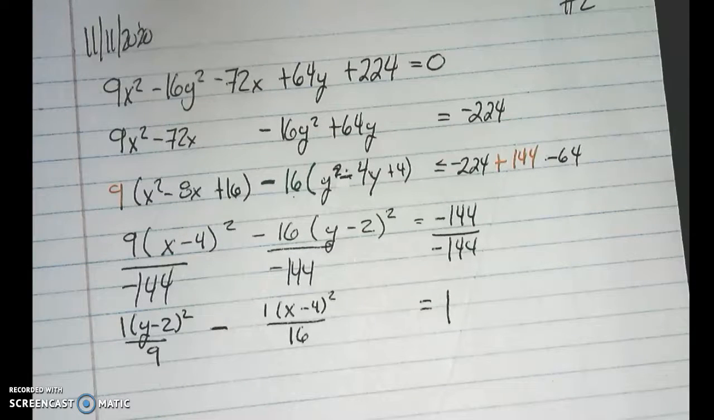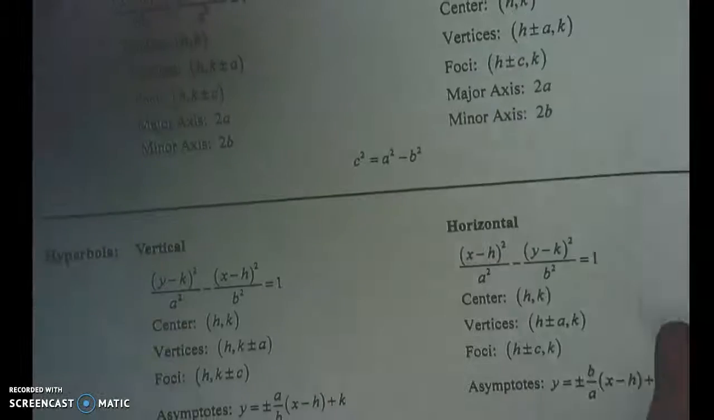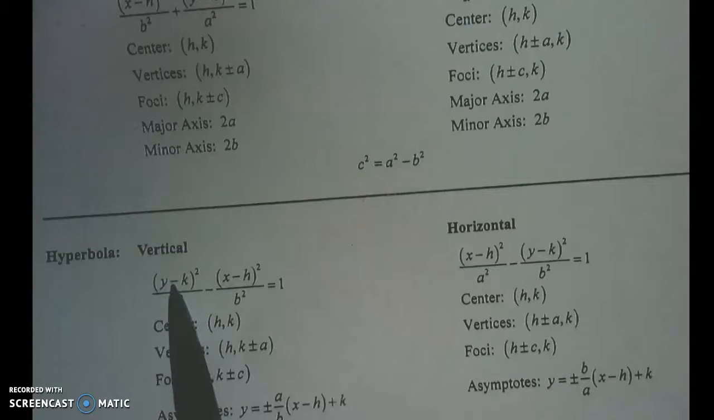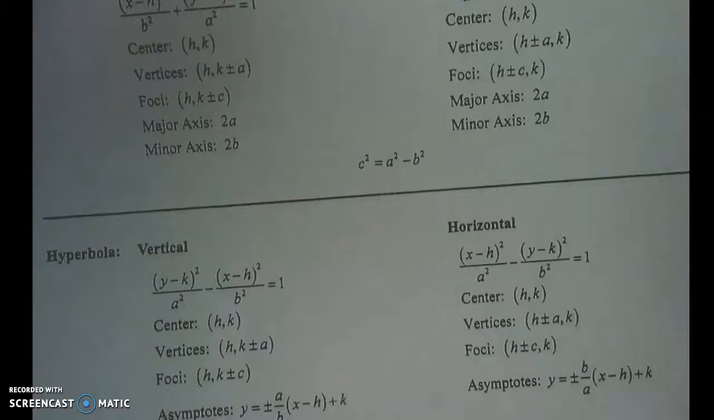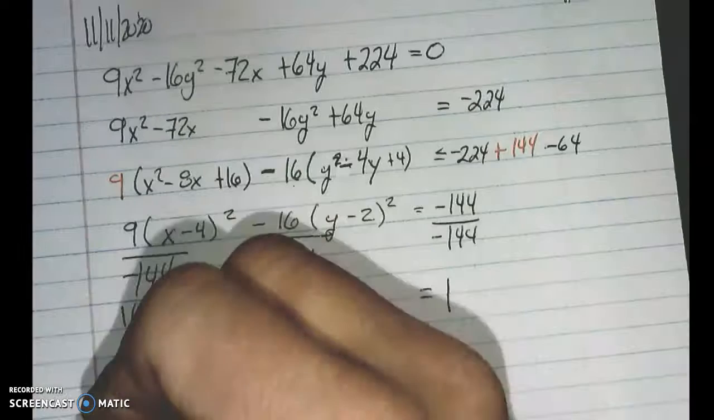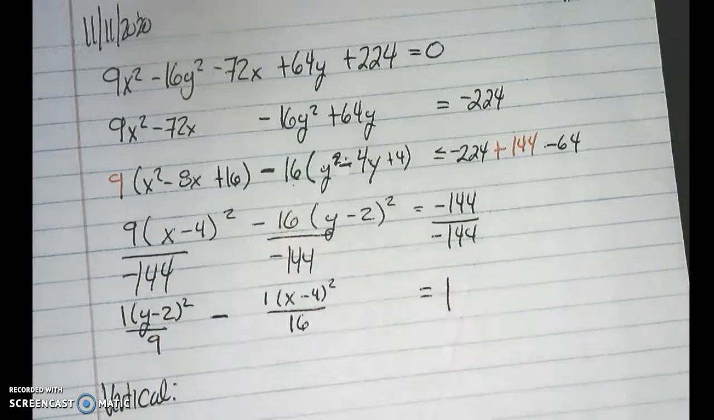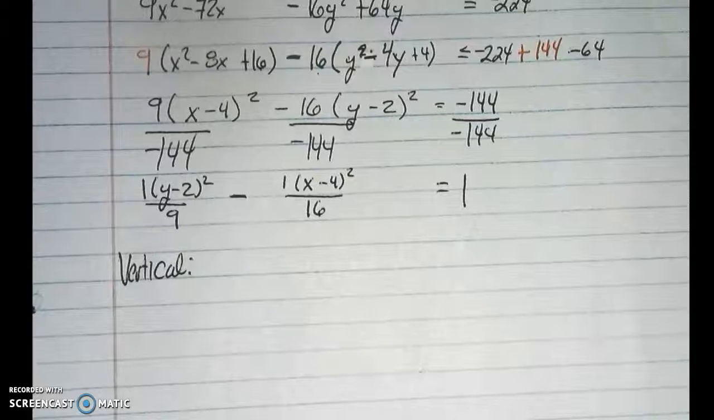All right. Now, if we go to our paper real quick, now don't worry, I'll uncover it. If I look, I have y minus k right here, correct? So that means that I'm working with a vertical hyperbola, okay? All right, so I'm going to pause it there and then show you what we did after that.